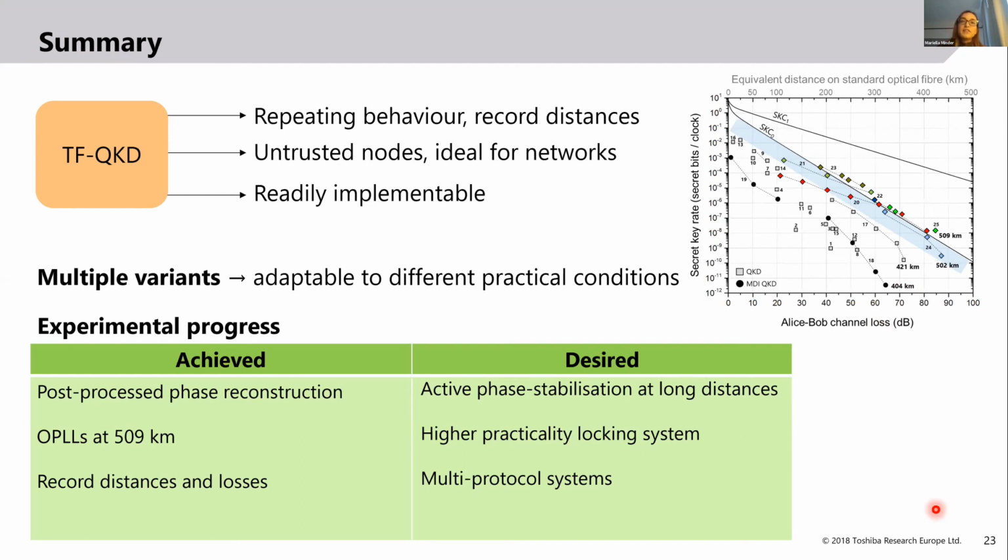Using all these EDFAs and the Fabry-Perot cavities and having an extra duty fiber is a complicated situation. So maybe an advance there would also be very nice. And finally, a multi-protocol system. If you have active phase stabilization, then you can also have a multi-protocol system. So it would be nice to show a system that can perform better at lower loss with one protocol, and then better at higher loss because it's using another variant of TFQKD.